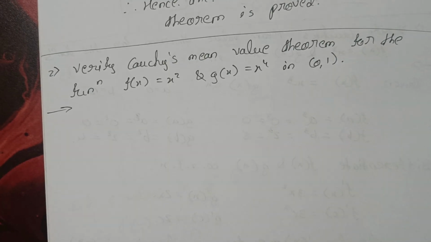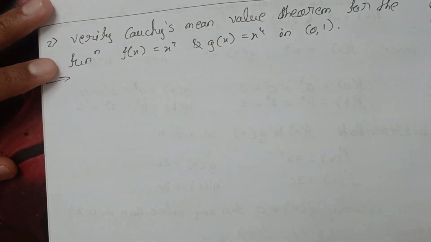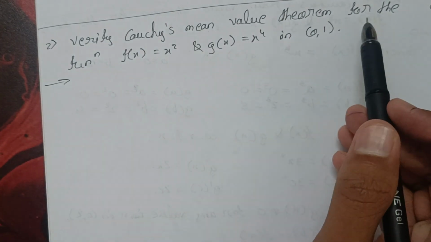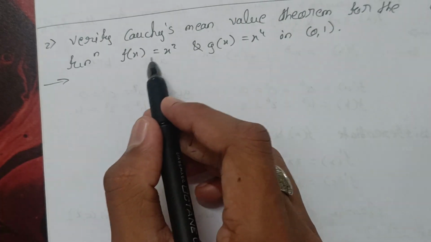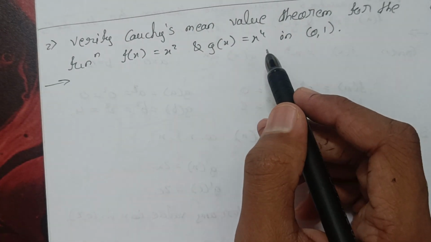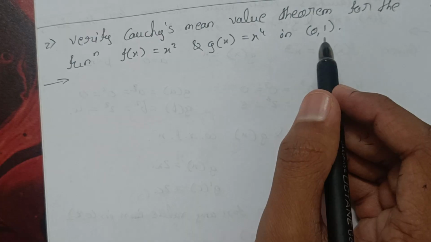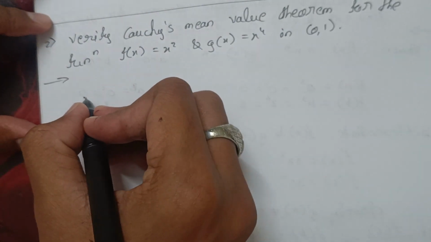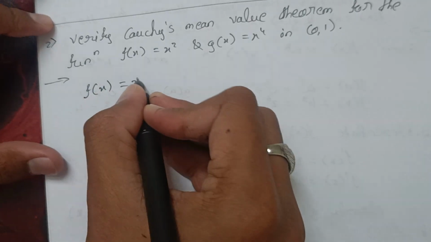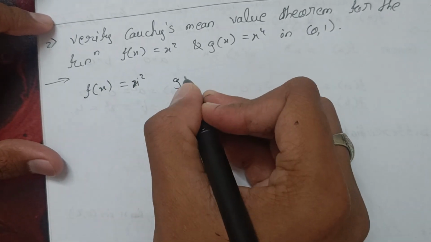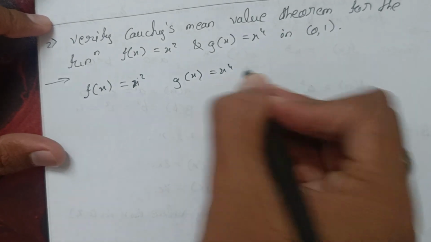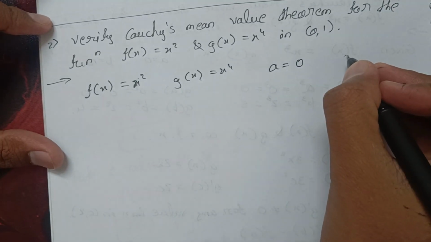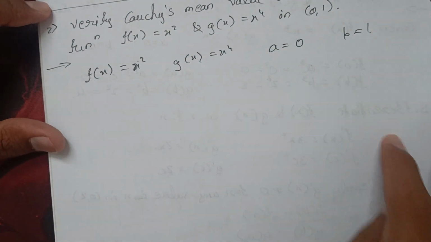So here guys, another problem. So let's solve this problem. In Cauchy's mean value theorem, for the function f of x is equal to x square and g of x is equal to x raised to 4 in the interval 0 comma 1. So here we are given two functions, that is f of x is equal to x square and another function g of x is equal to x raised to 4, and the values a and b are 0 and 1.